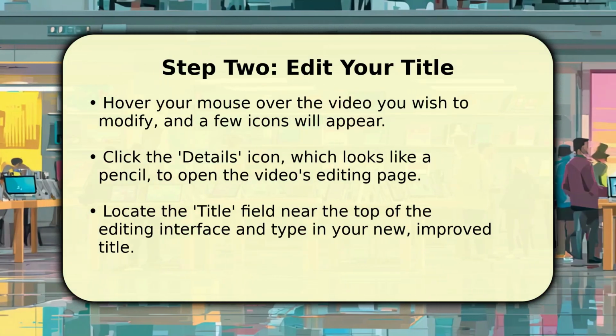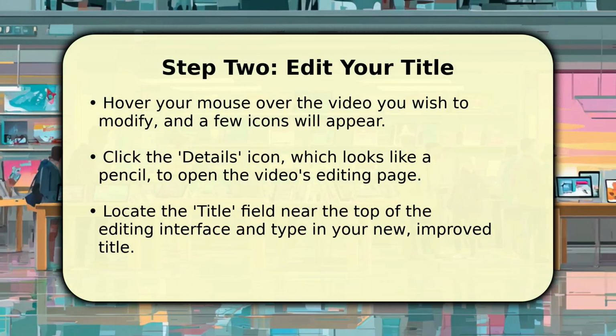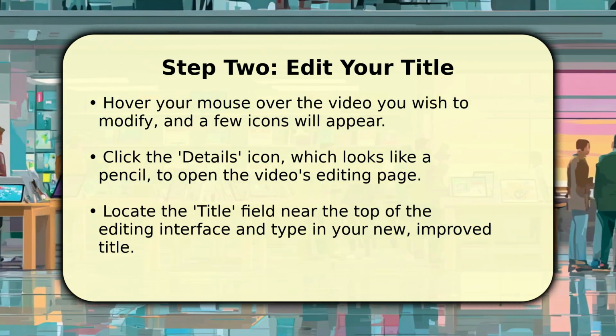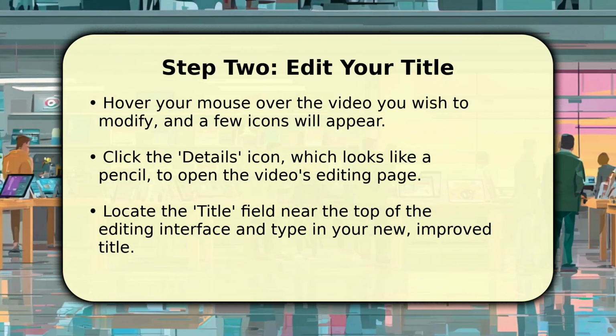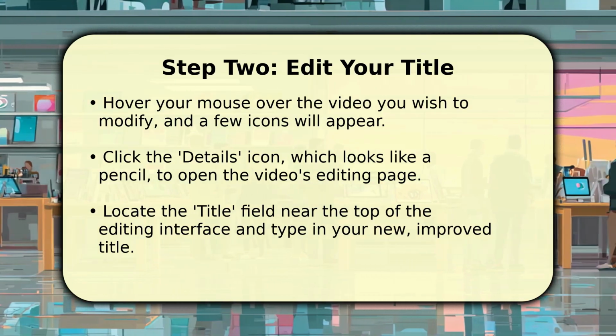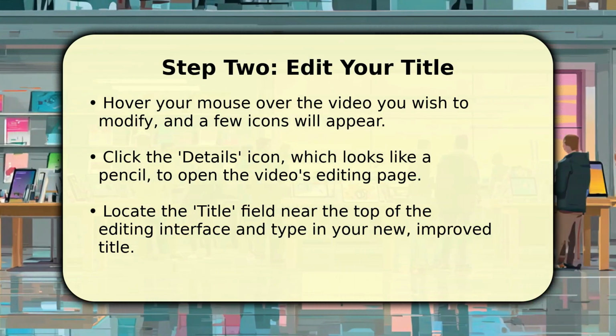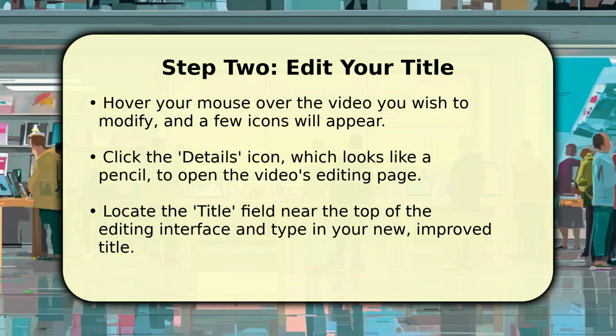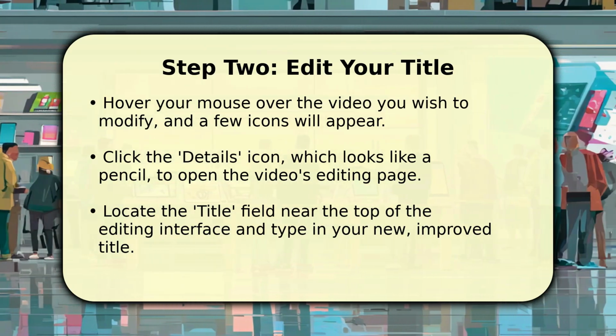Now that you're on the Content page, scroll down and find the specific video whose title you want to change. Hover your mouse over that video's row. You'll see several icons pop up. Click on the one that looks like a small pencil, which represents details. This action opens up the video's main editing page.